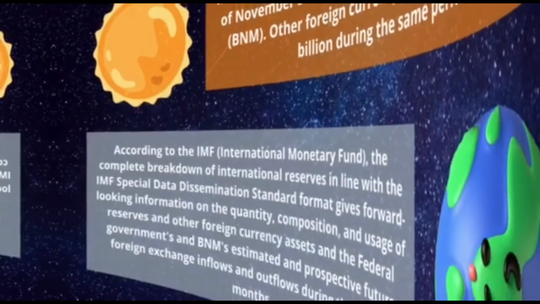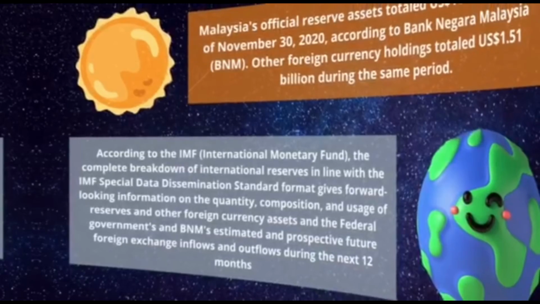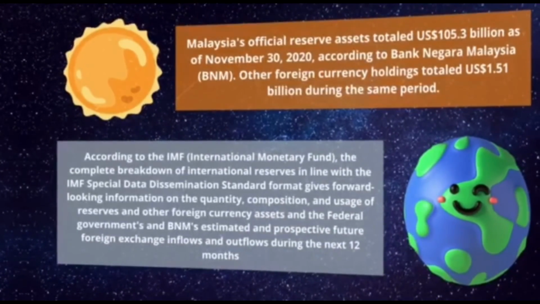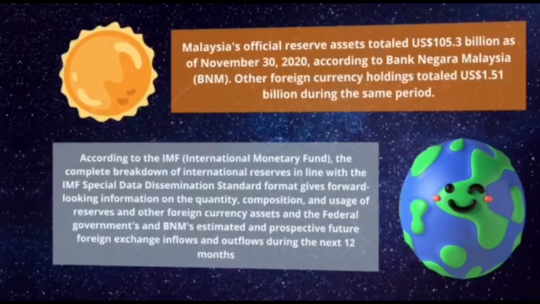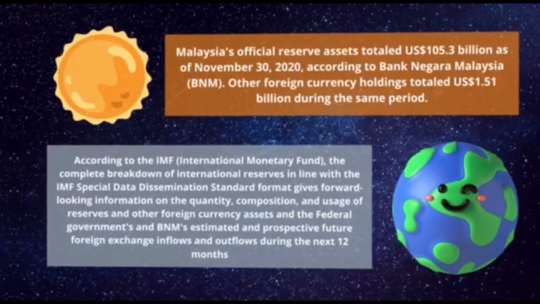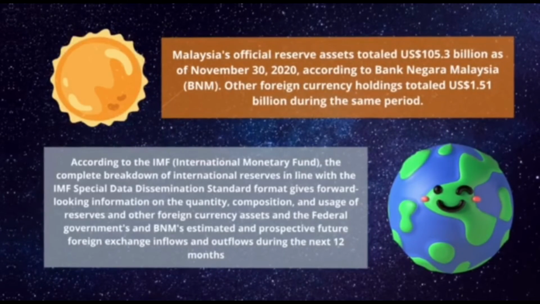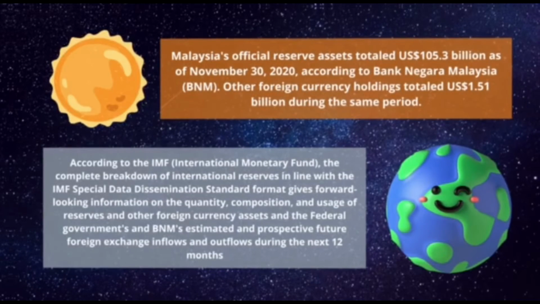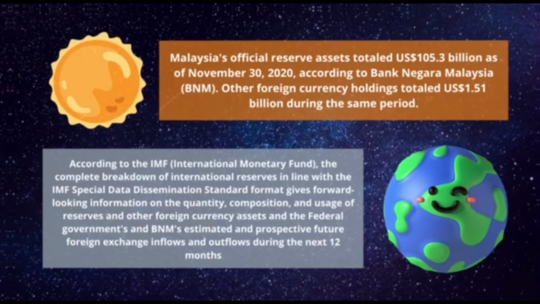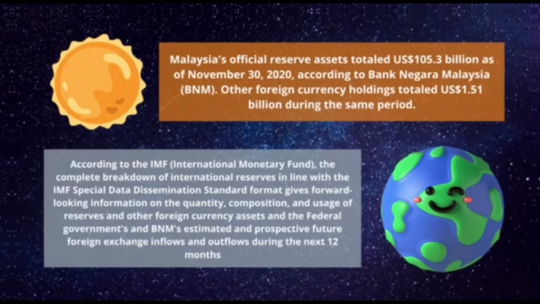Based on what I have presented just now, right now I am going to give you one situation that had happened in Malaysia and related to it. Based on Bank Negara Malaysia BNM, on 20 November 2022, Malaysia's official reserve asset total $105.3 billion. Other foreign currency holding total $1.51 billion during the same period.